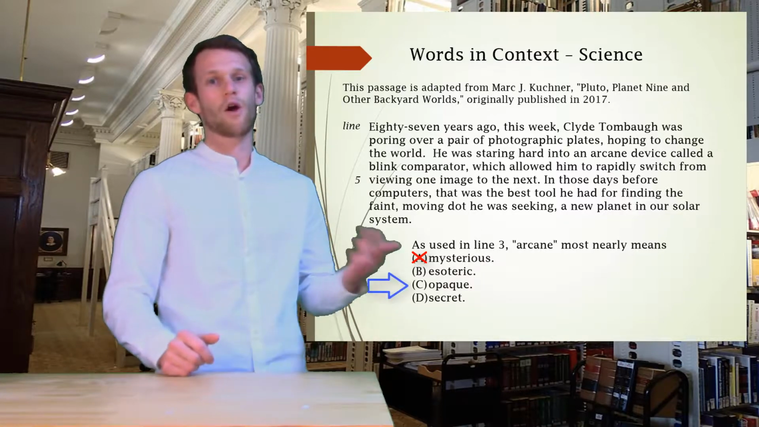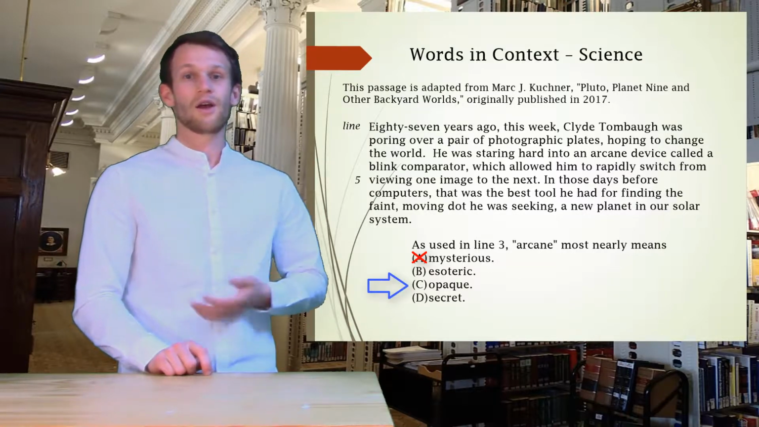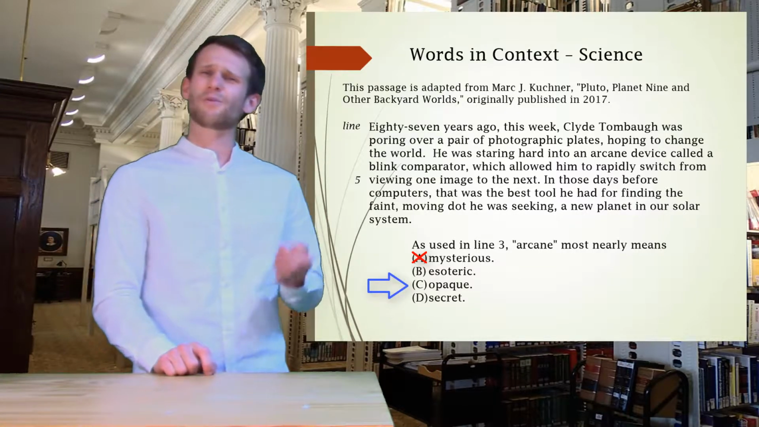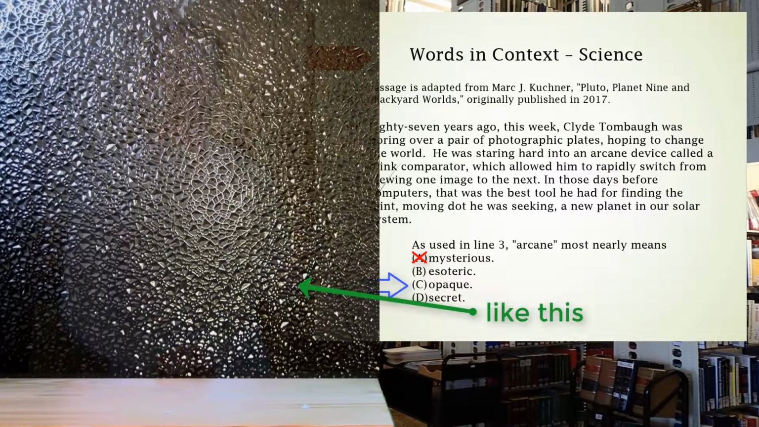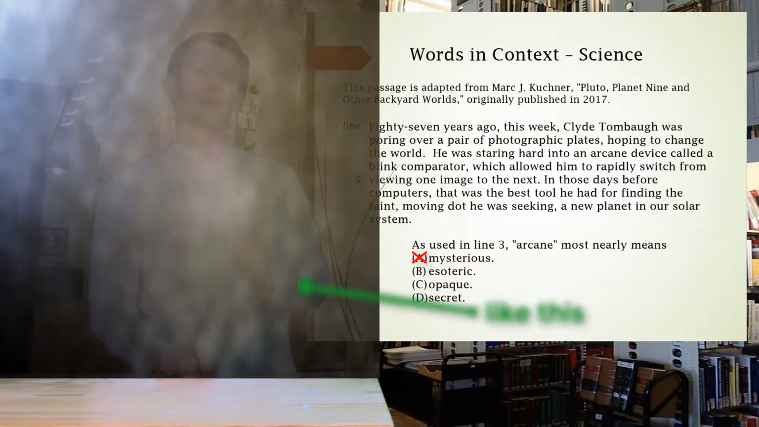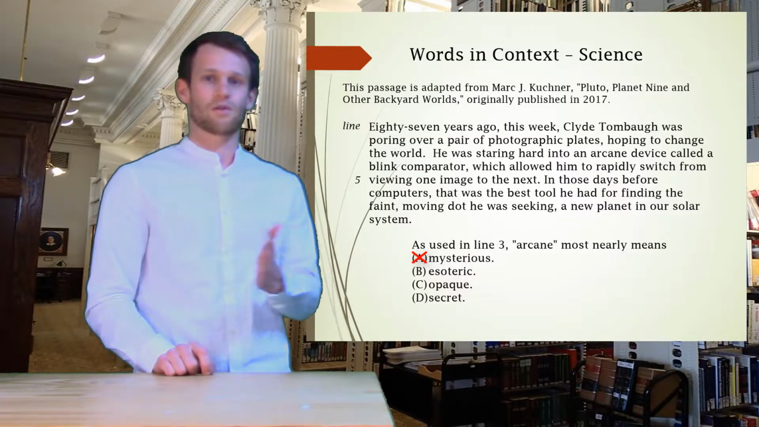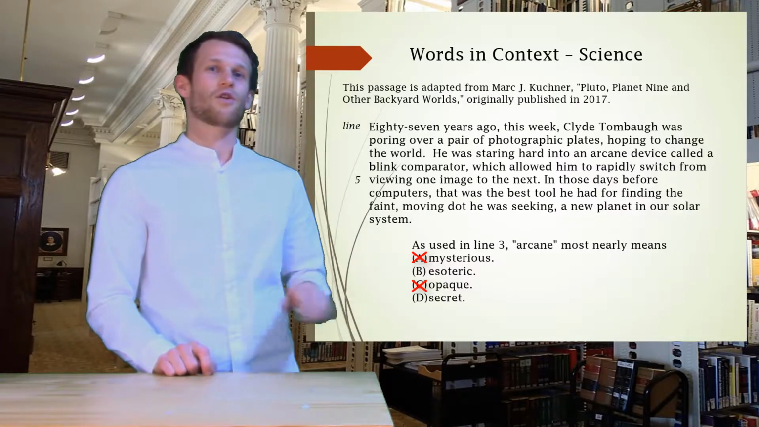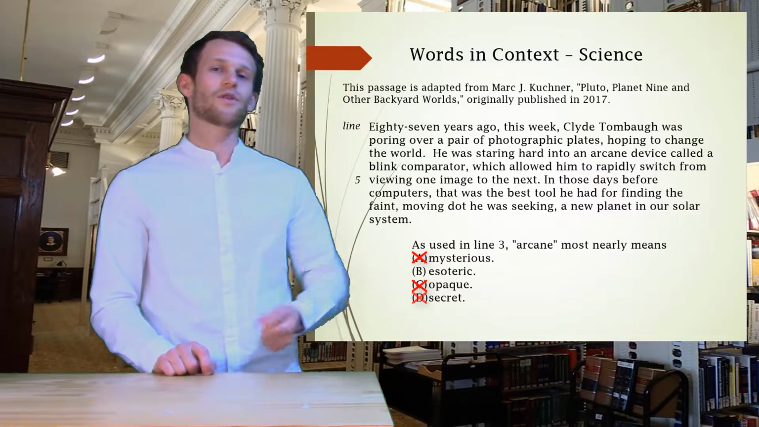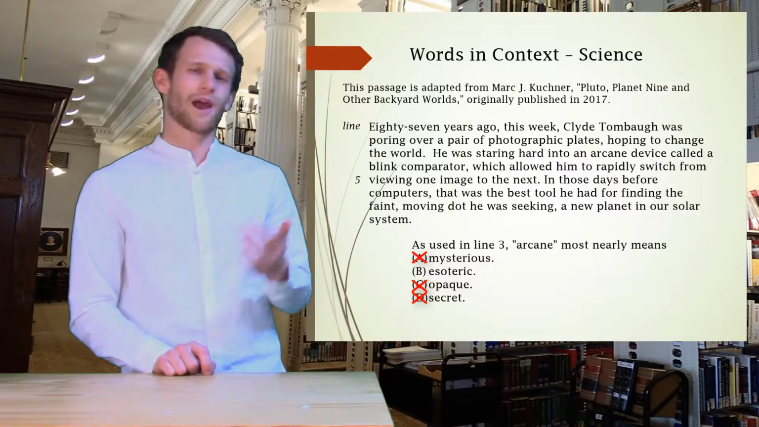We'll move on to the next one, opaque. A much more common word meaning unable to be seen through, so not transparent in other words. And that's pretty literal. It means you literally cannot see. So if a pane of glass is said to be opaque, it means it's dark. You can't see through it. That doesn't really fit because, again, the definition of this blink comparator is that you look at one image rapidly going back and forth from one to another. It's not opaque, it's transparent because you're looking at images. So we know opaque is no good, and we can also say secret's no good for the same reason as mysterious. It's not a secret device because the author tells us exactly what it does right after he mentions it.